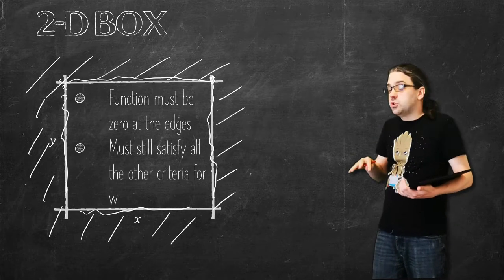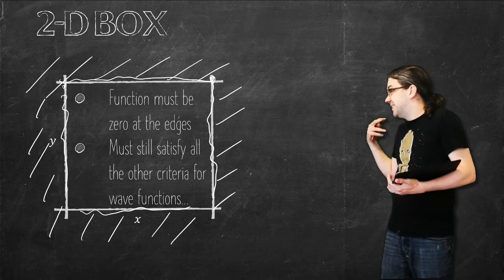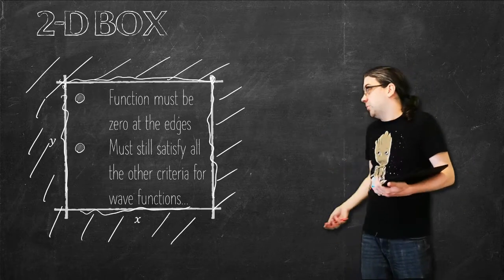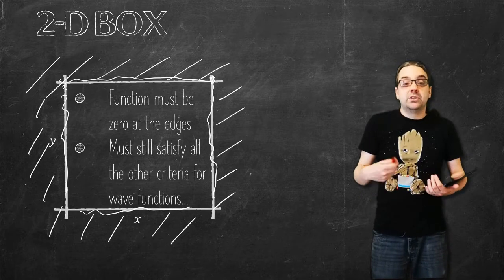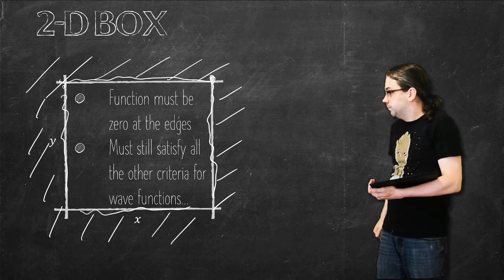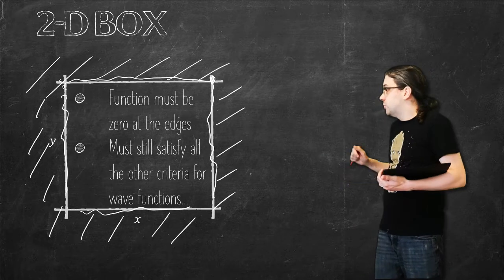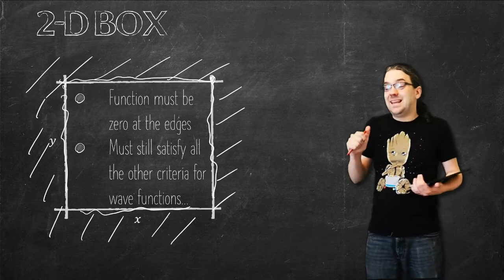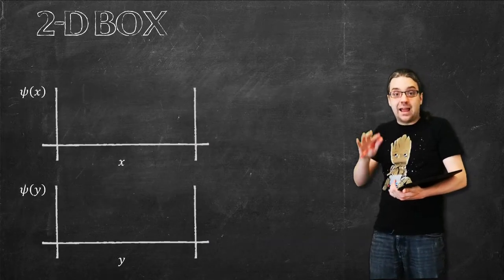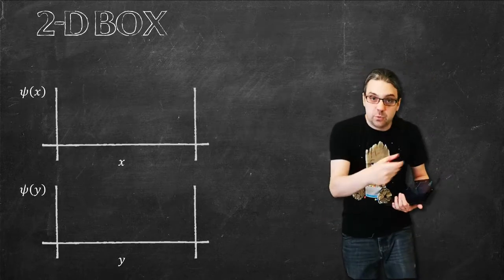And it must still also satisfy every other constraint we put on wave functions. It must be continuous, it's got to be a finite value, etc., etc. And it must obviously be a solution to the Schrödinger equation. So this could be a little bit complicated if you're not used to functions in multiple dimensions, but thankfully we can split it into two components. We can look at the x and y directions separately and see what happens.